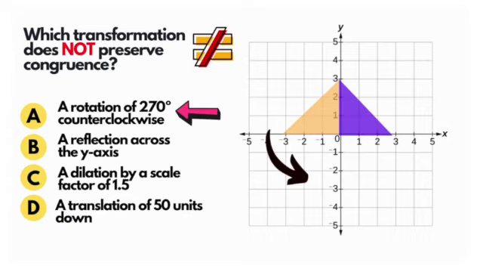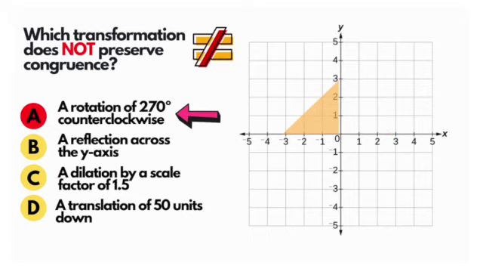If we rotate that, it's going to actually turn from quadrant 1 into quadrant 3. And when we take that into quadrant 3, it's going to be the same shape. We're just rotating it. We're just moving it around. It's not going to change its size. So A does not work because it does preserve congruence.